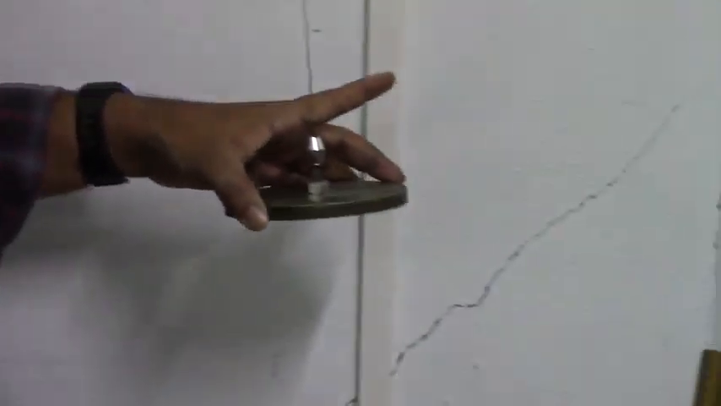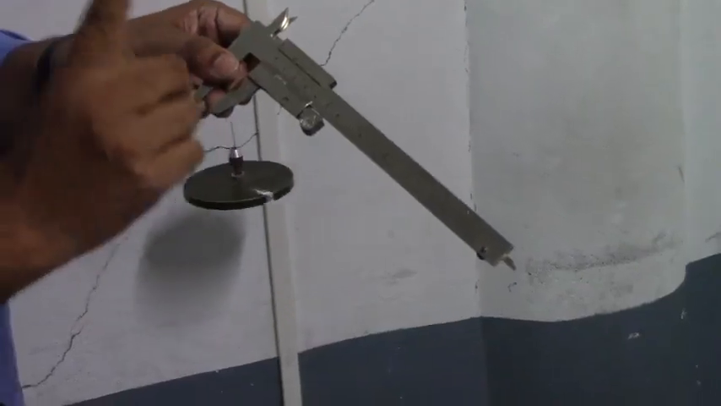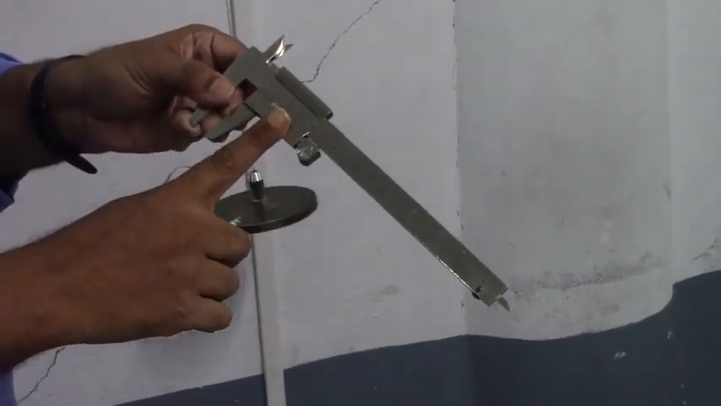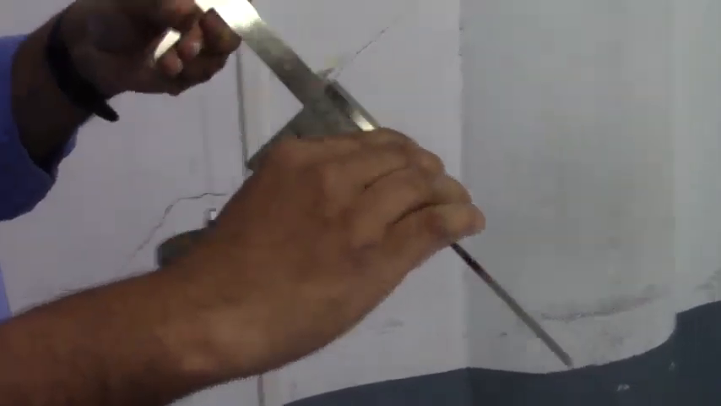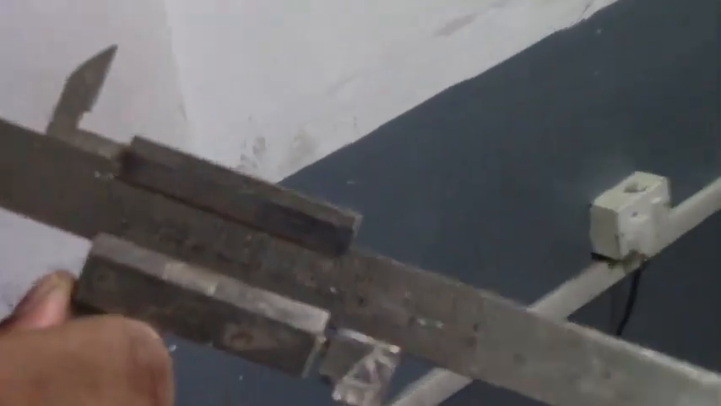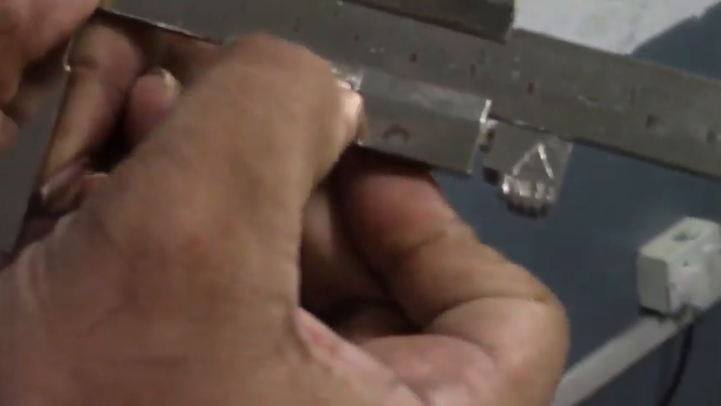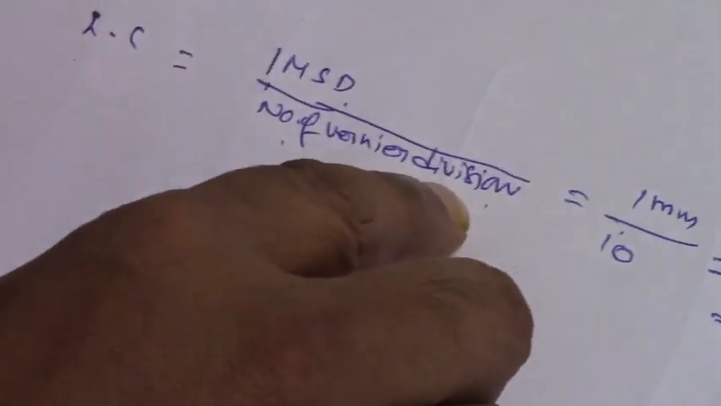For this we require vernier calipers. This instrument is called a vernier caliper, students. With the help of this we are able to calculate the radius of the disc. If you clearly observe the vernier calipers, it basically consists of two scales. This is called the main scale, and this is called the vernier scale. The formula for the least count is 1 MSD divided by the number of vernier divisions.